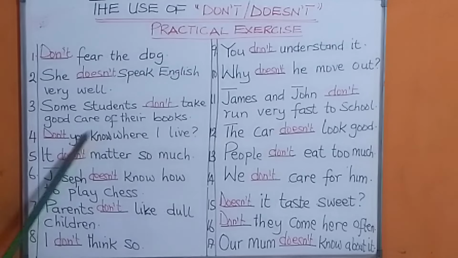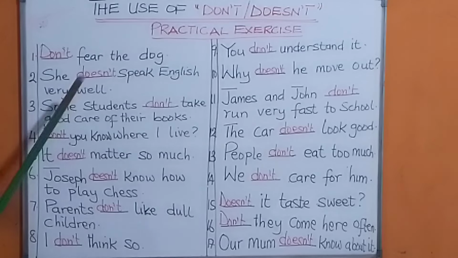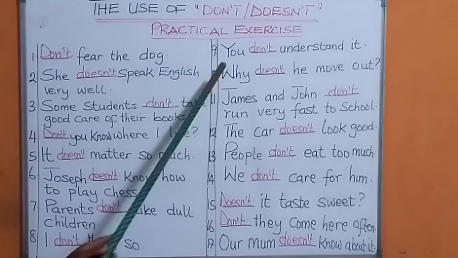Don't you know where I live? If I have to say he, I will say doesn't she know where I live? But here you say, don't you know where I live? Number 5, it doesn't matter so much. Joseph, one person, doesn't know how to play chess. Number 7, parents don't like dull children. Remember, I and you generally will take don't. I don't think so.